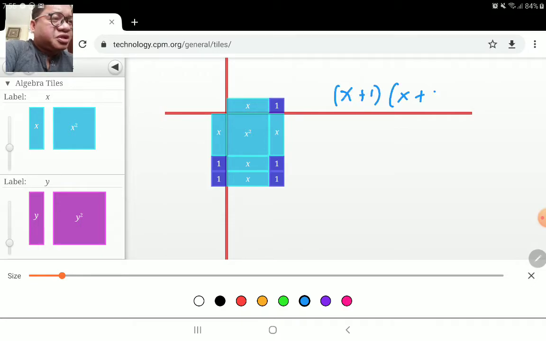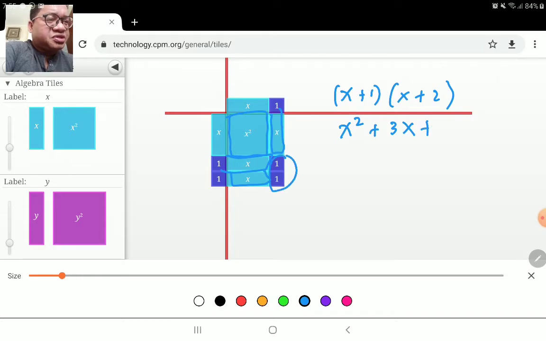times x plus 2. Based from here, it says x squared because there is 1 x squared, all right, and then there are 3x, 1, 2, 3, so that's plus 3x, plus, then you have this 1 plus 1, you have 2. So x plus 1 times x plus 2 is equal to x squared plus 3x plus 2.